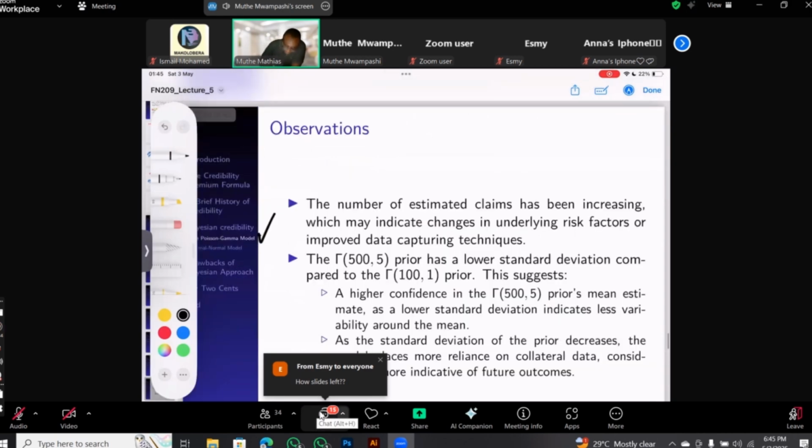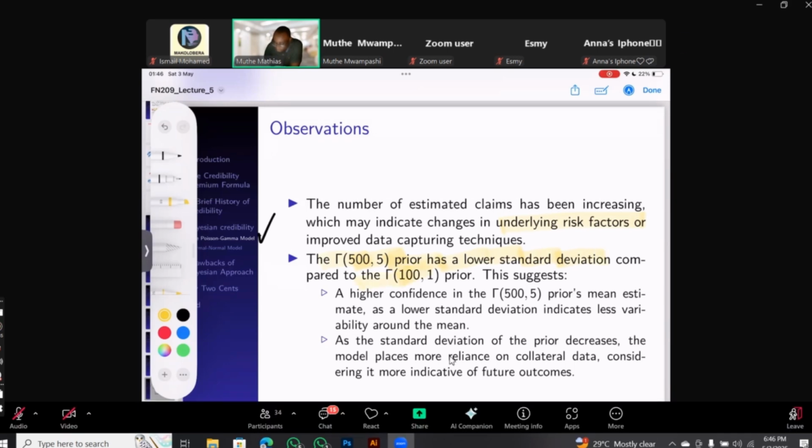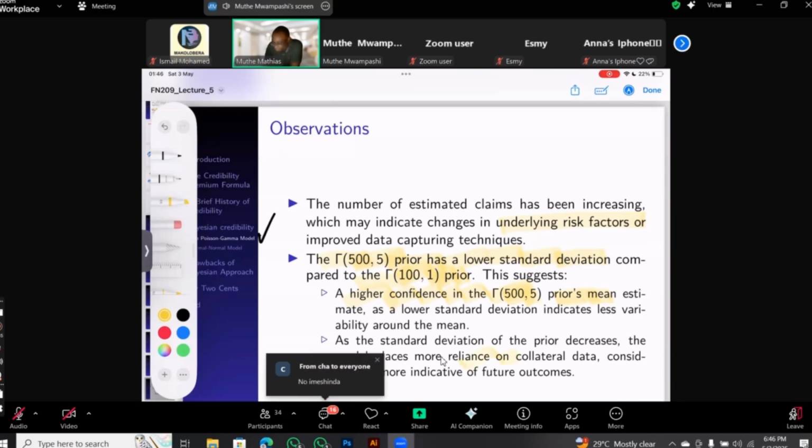Some observation hapa mtazisoma kwa sababu the number of estimated claims has been increasing, which indicate changes in underlying risk factors. So the prior has a lower standard deviation compared to this one prior. This suggests a higher confidence in this one here, prior mean estimate. As standard deviation of the prior decreases, the model places more reliance on collateral.